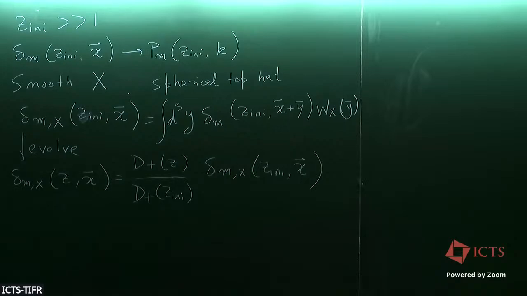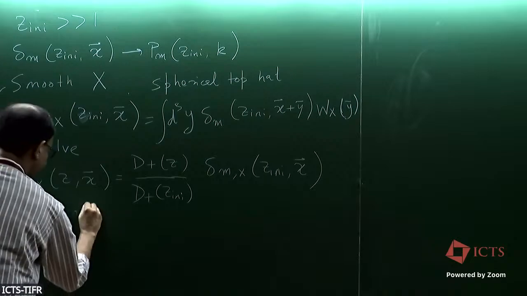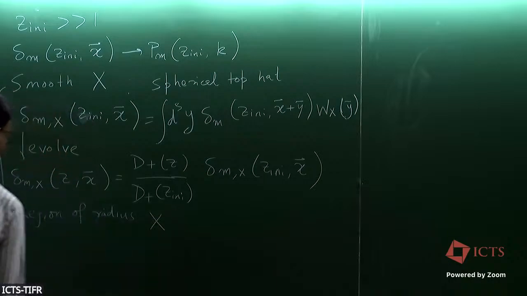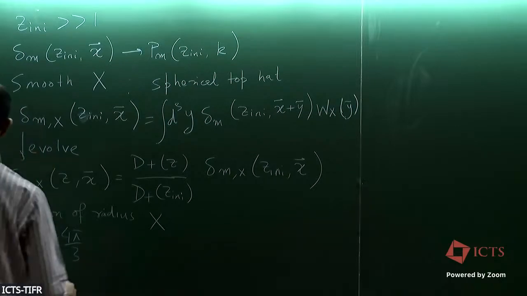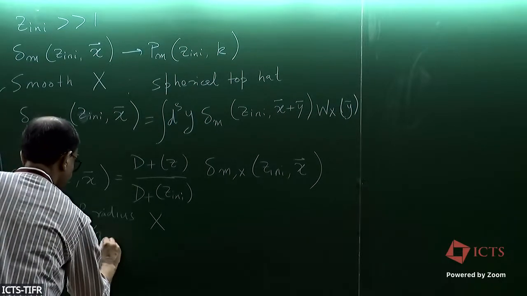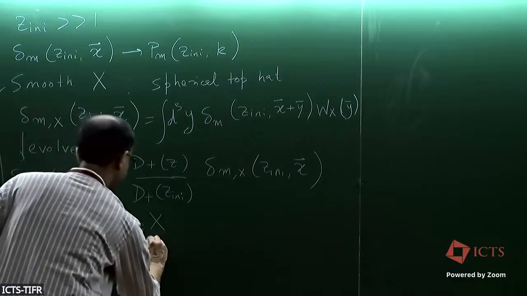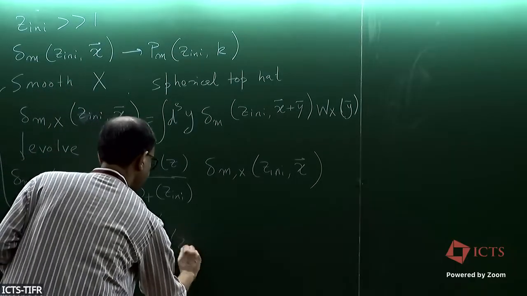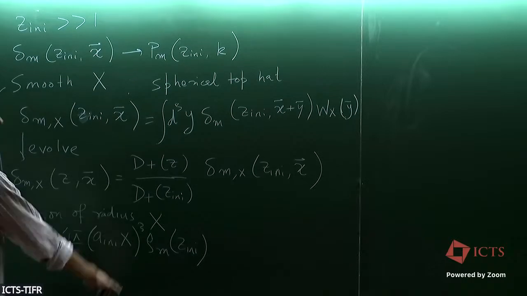Also, this region of radius x will have a mass. That mass will be 4 pi by 3 a initial x cube. This is the physical radius times rho matter calculated at z initial, right? This will be the mass inside.